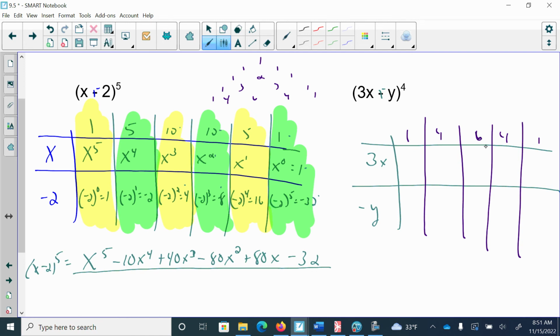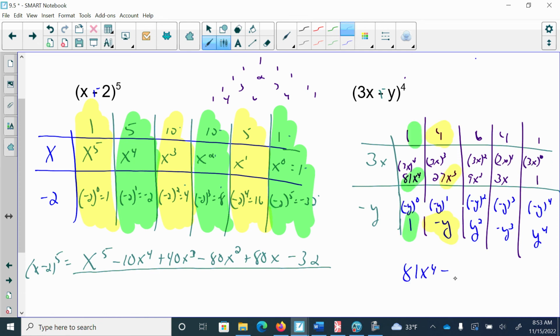Now I'm going to do 3x to the 4th power, because I'm raising this to the 4th power. And that will end up being 3 to the 4th is 81, so this is 81x to the 4th. Now I'm going to do 3x to the 3rd power, so that's 27x to the 3rd. 3x squared, so 9x squared. 3x to the 1st, which will just be 3x.